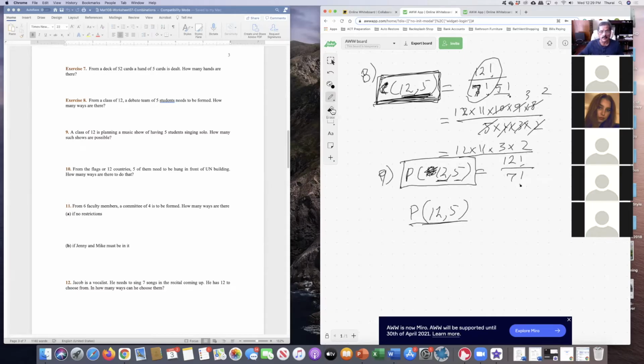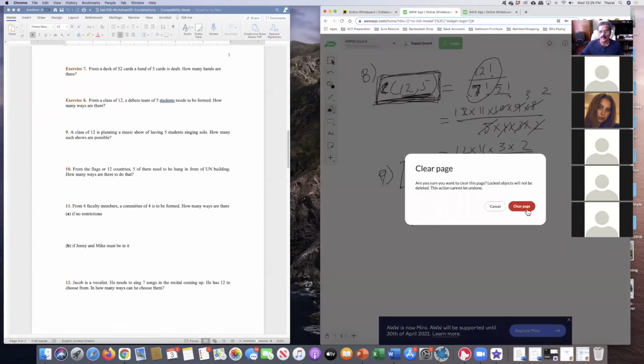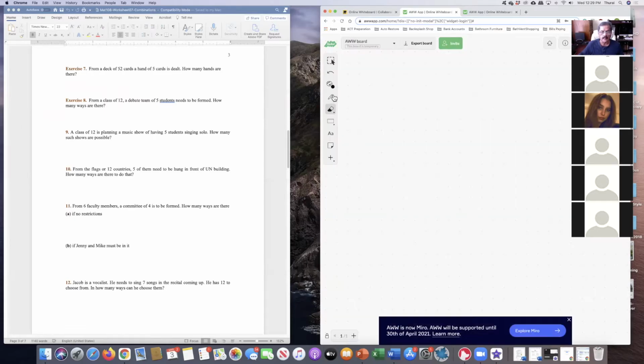Let me clear the board. Problem 11 says there are 6 faculty members. A committee of 4 is to be formed. So how many ways are there? First part is if there are no restrictions. So you can take any 4 faculty members for the committee.